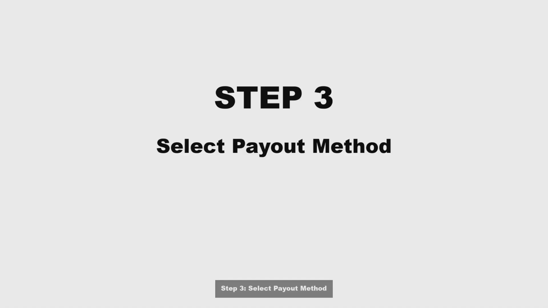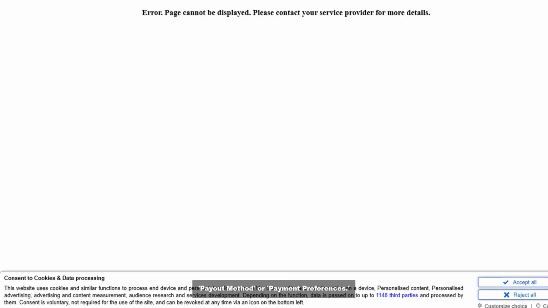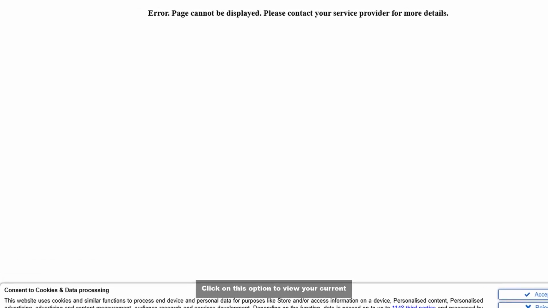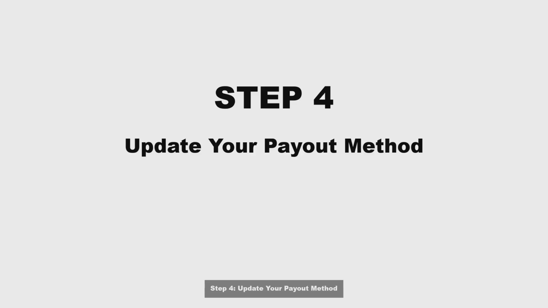Step 3. Select Payout Method. In the Account Settings, find the option for Payout Method or Payment Preferences. Click on this option to view your current payout methods. Step 4. Update your payout method.